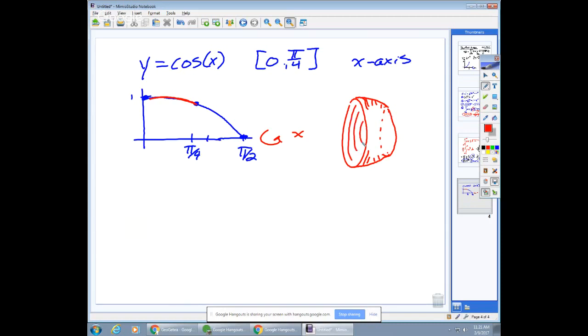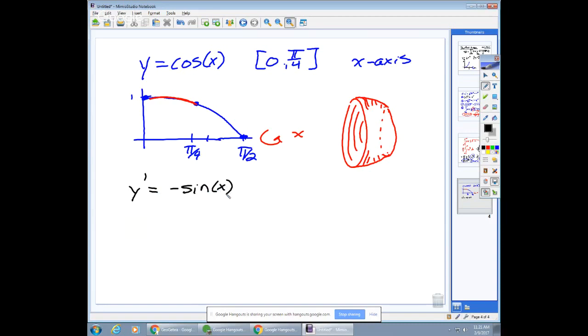Okay, that's my best artistic rendering of the shape we're about to generate, and we're trying to figure out how much paint this would take on the outside, essentially. All right, so now we have to start setting stuff up. So y prime, the derivative of cosine, is the negative sine of x, is that right?